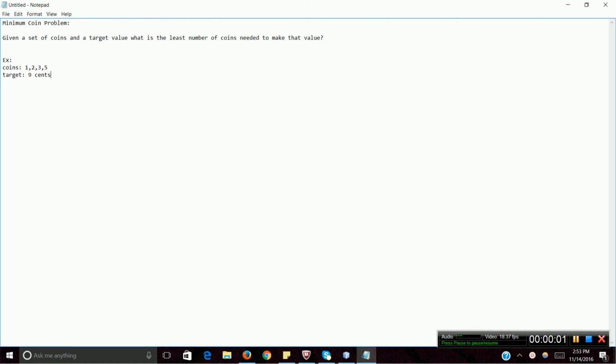What's up, guys? Today we're going to solve the minimum coin problem using dynamic programming. For those of you who don't know what the minimum coin problem is, here's a quick little background on it.